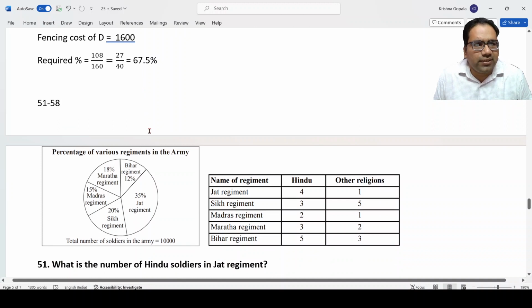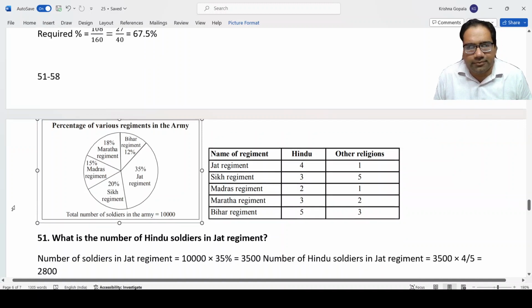Okay, here what is given, percentage of various regiments in the army. There is some army which is of 10,000 people. Of this, Jat is 35%. That means 3,500. Jat is 3,500. Bihar is 1,200. Maratha is 1,800. Madras is 1,500. Sikh is 2,000. All put together, total is 10,000. That's what they are saying.